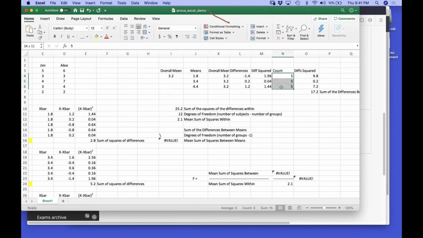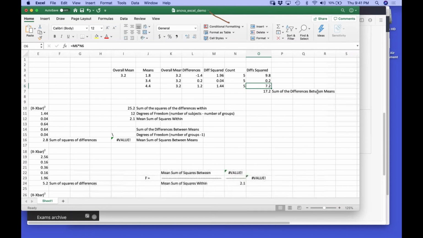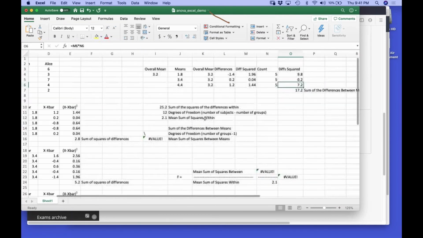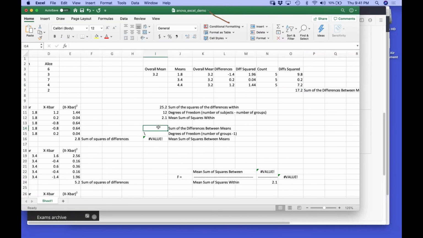And at this point, I'm also making sure that I account for whether or not they have equal sample sizes. So I multiply by the number of people in each group, and the sum of the squares of the differences between the overall mean and each individual group's mean is 9.8, 0.2, and 7.2. So the sum of the squares of the differences between all of the means is equal to 17.2. So this number becomes 17.2. And then I divide by the number of degrees of freedom, which is the number of groups minus 1. So there's 3 groups, right? So minus 1 is 2 degrees of freedom, and that comes out to be 8.6.